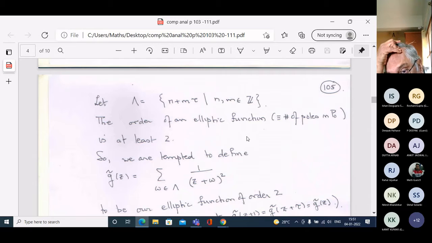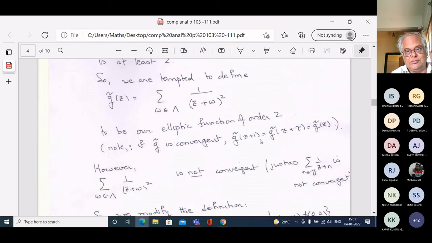Okay, this sum is not summable. This sum is infinite, is the exercise you have to do. So as it stands, this thing is not summable. But you can understand that if it were summable, this is going to be periodic.